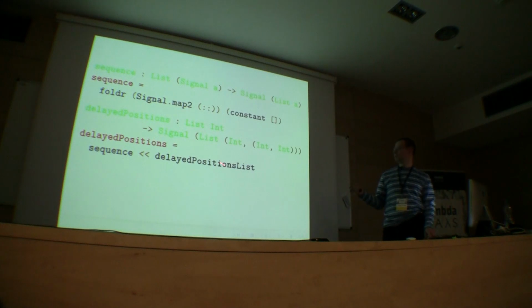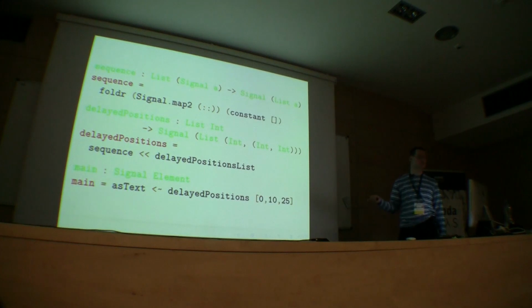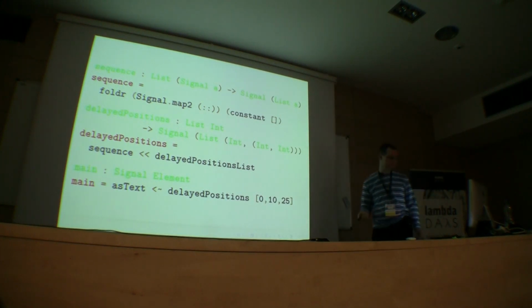Now I need to take my previous function and combine it with a signal with a list of delays. And here, as an example, I use the 3 delays: 0, 10, and 25.